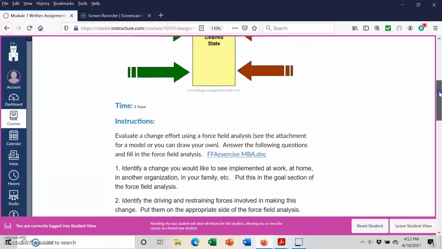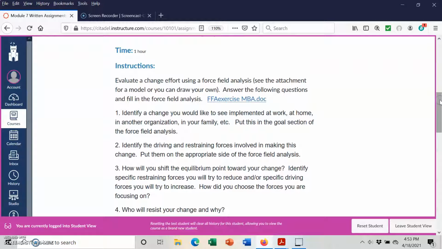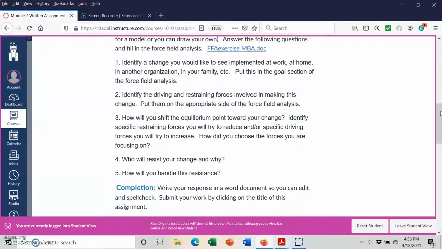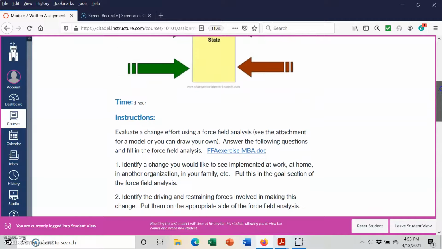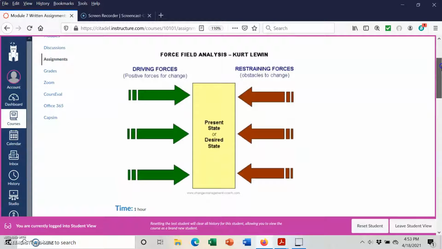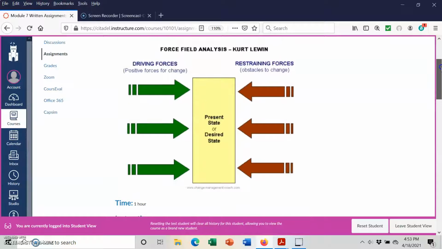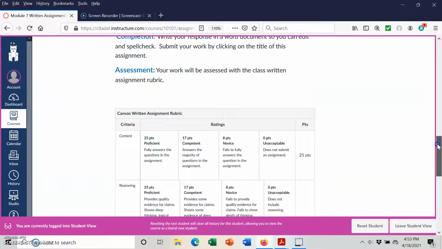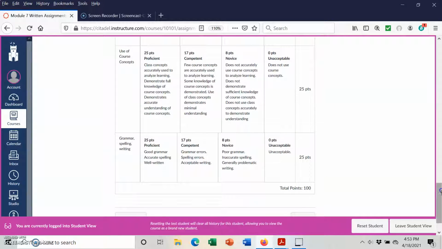But you could write out what is the change, what are the driving forces, what are those forces that are pushing for the change, and the restraining forces, what are those forces or groups or issues that push against the change. Third, think about how you would shift the equilibrium. Who will resist and why, and how will you handle the resistance? So lots of change going on in organizations today. Sometimes we have control over it, sometimes we don't, but there's always going to be resistance just because something's different.